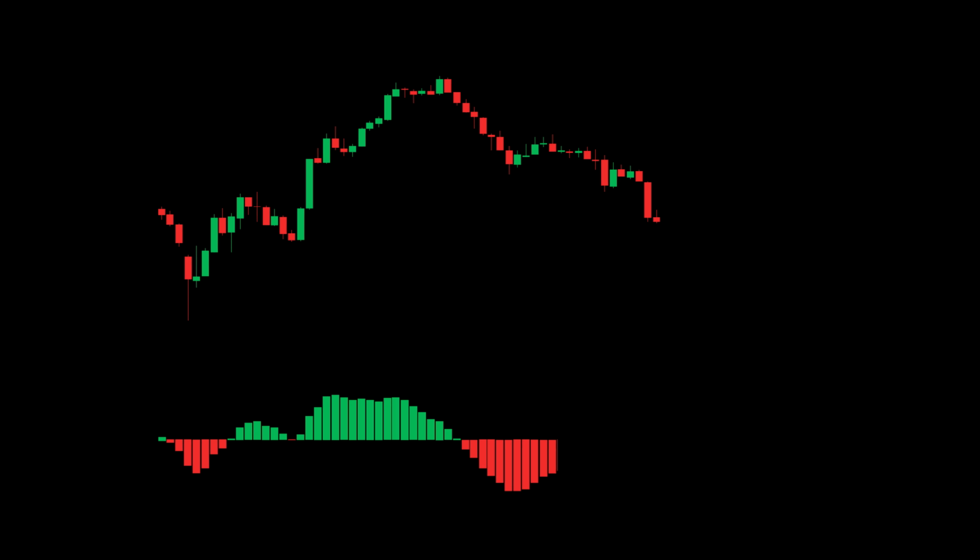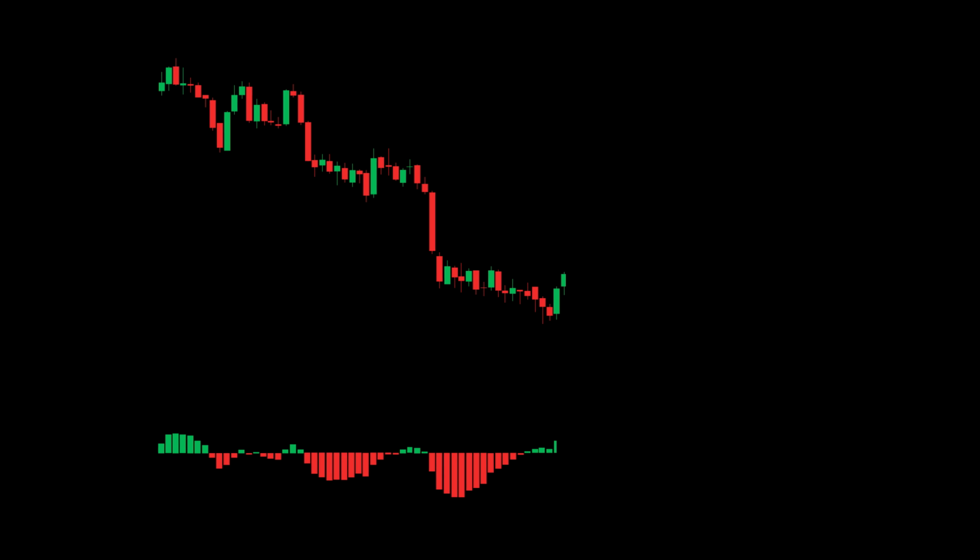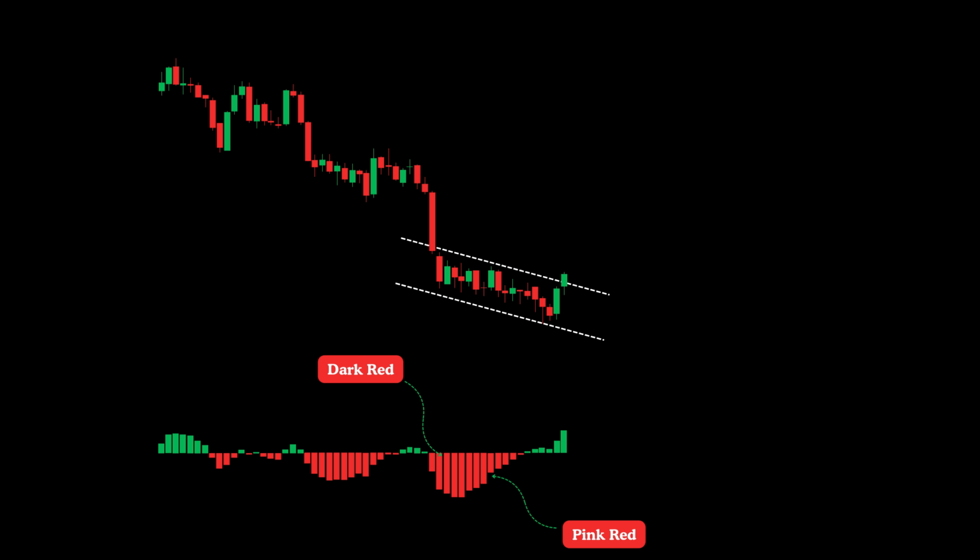Technique number 3. Using the MACD histogram. If you want to identify the strength of buyers and sellers in a specific market, you can use the histogram of the MACD indicator. In this chart, as the price falls sharply and starts trading in a range, a dark red bar appears in the histogram below. Pink bars begin forming instead of red bars.